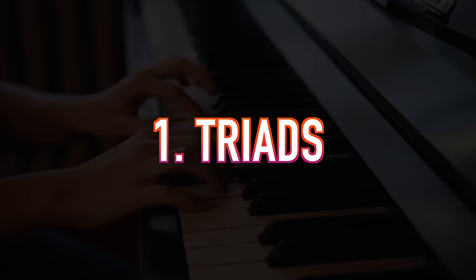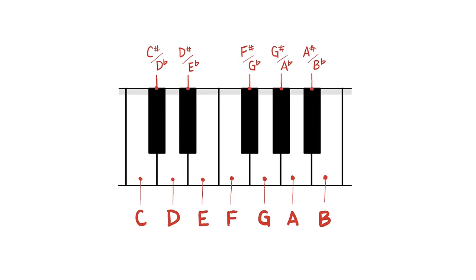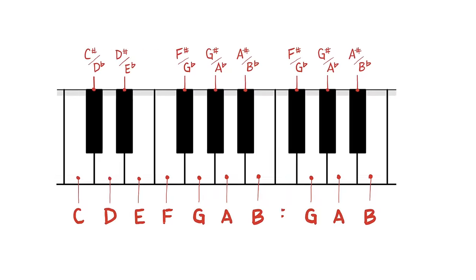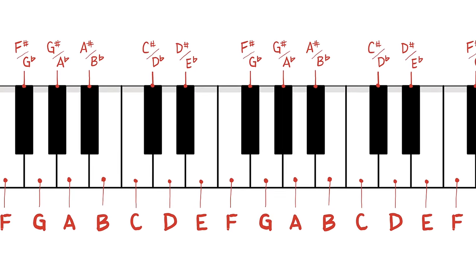So level 1 is triads. In music, there are 12 individual notes that we can use, which on a piano is 7 white notes and 5 black notes. After those 12 notes, the notes just repeat again. They're just higher and lower versions of the same notes. So here is a C and here is another C.